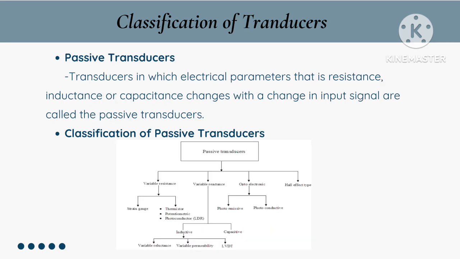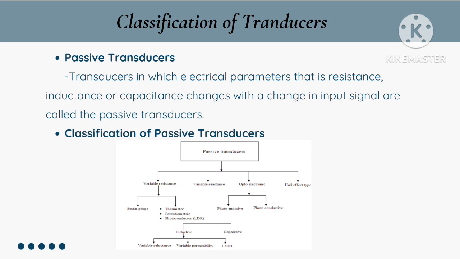The last classification of transducers is the passive transducer. Unlike active transducers, which generate their own output, passive transducers require an external power source like a battery to work. They don't generate their own electrical signal; instead, they modify an existing electrical signal based on the input they receive. This modification is usually a change in resistance, inductance, or capacitance. Passive transducers are also further classified into variable resistance, variable reactance, optoelectric, and Hall effect type.